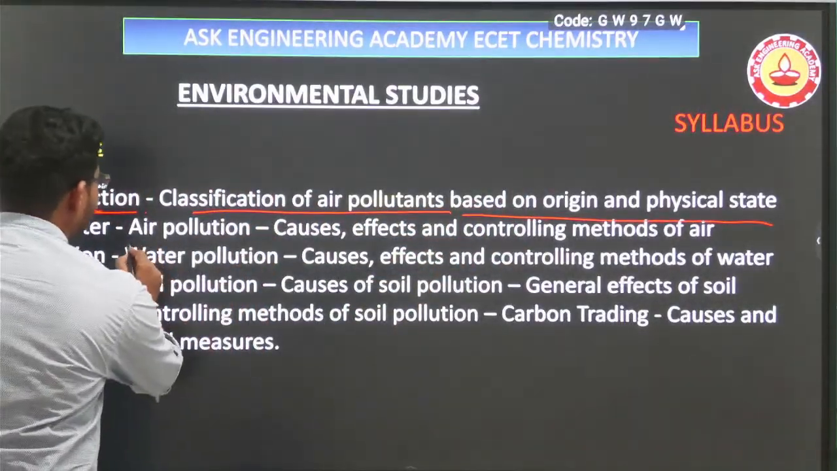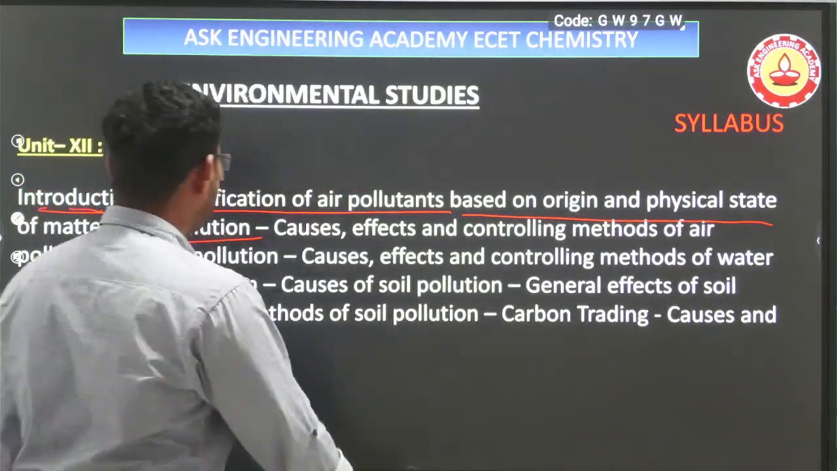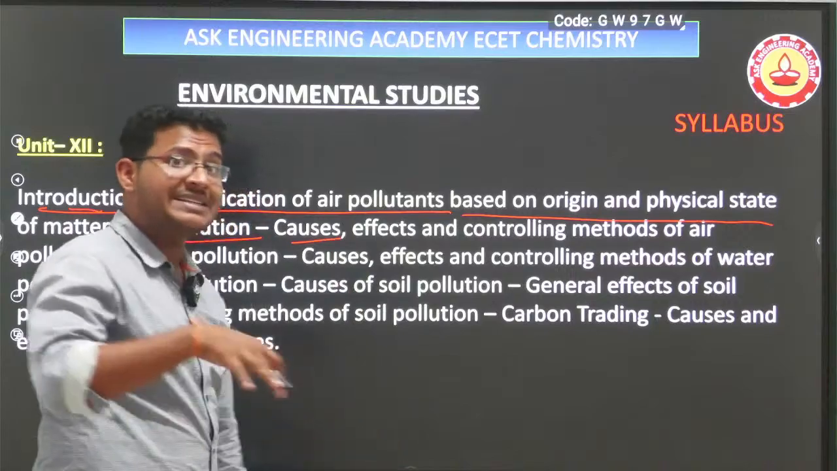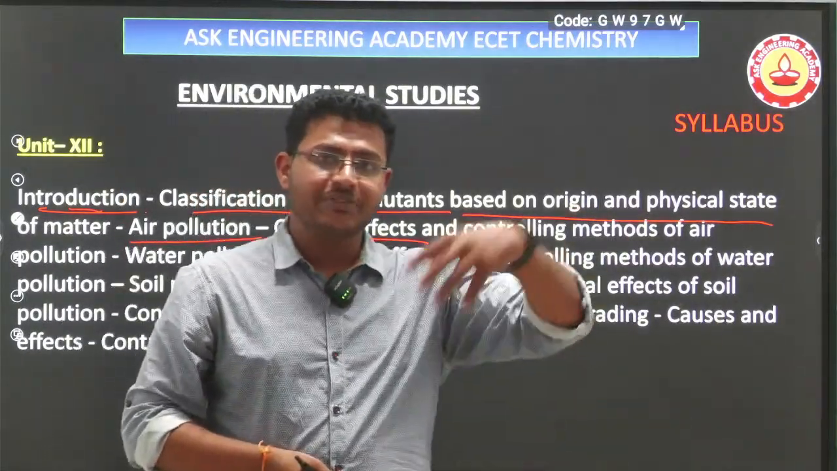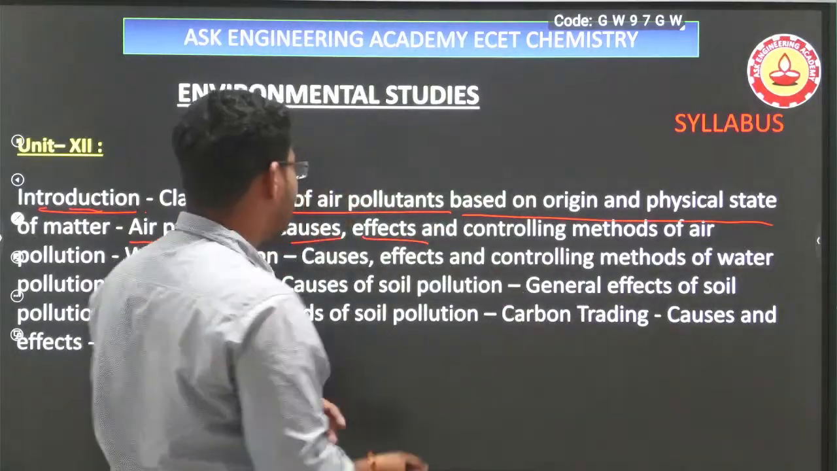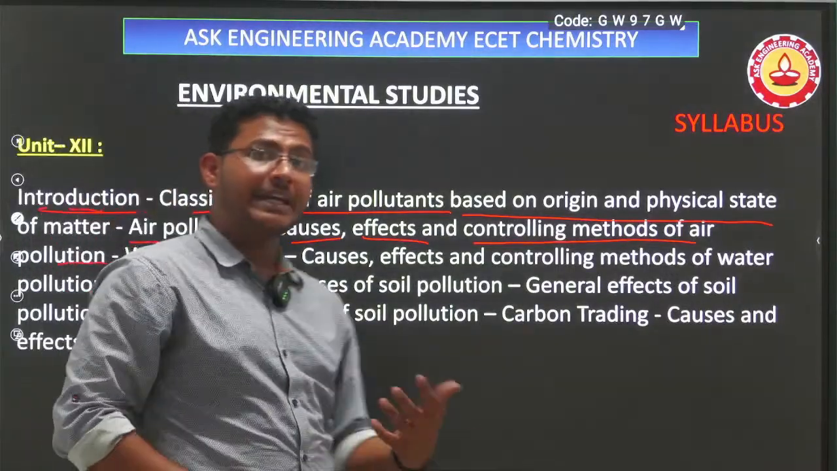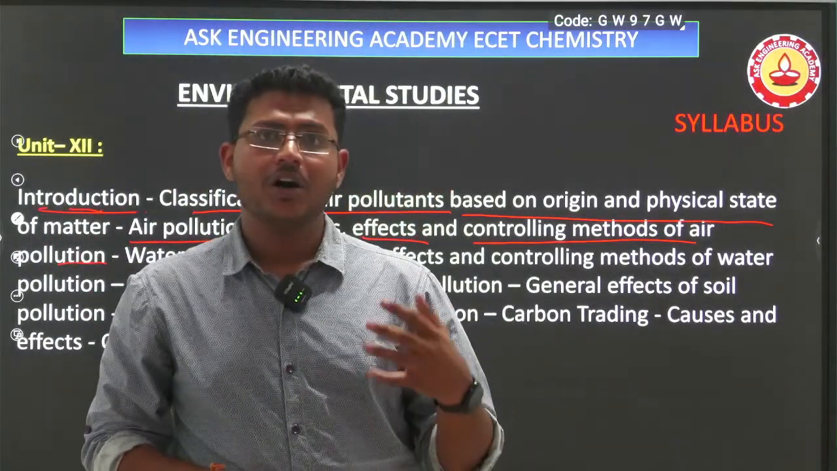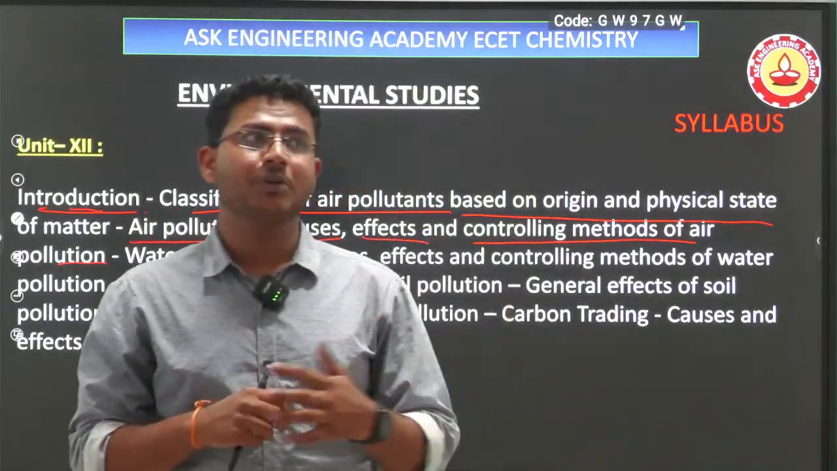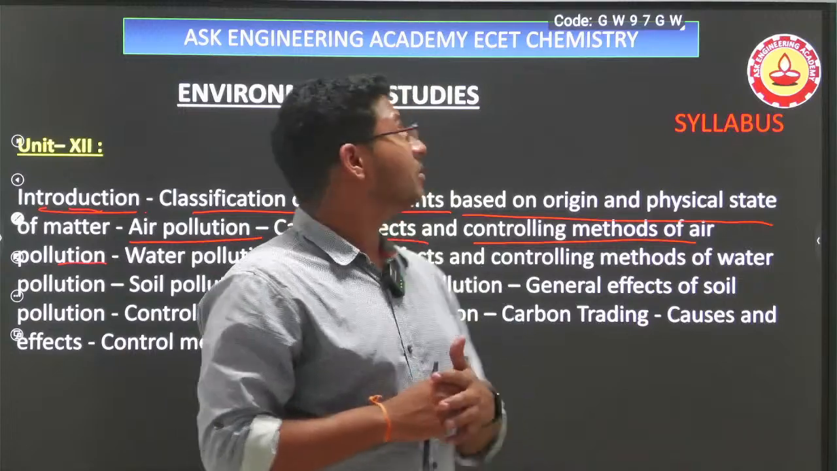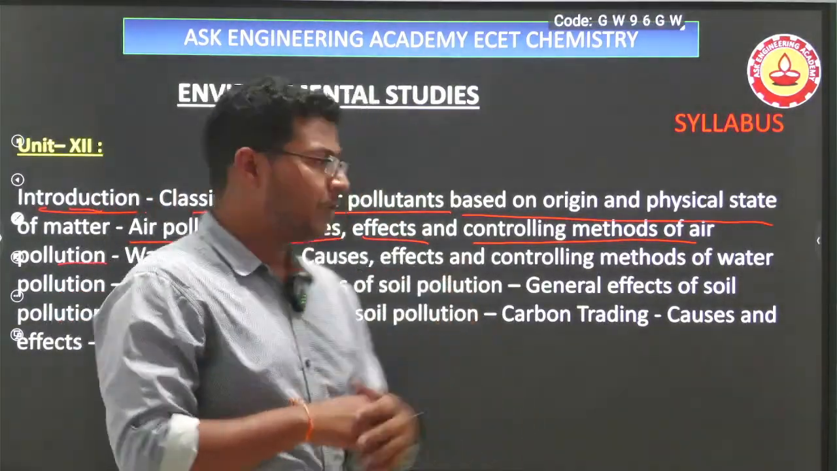Second one is air pollution. What is meant by air pollution? What are the causes, the reasons for air pollution? What are the effects? If air pollution is happening, how will it impact human life? And controlling methods of air pollution: how we can control air pollution, or the steps or preventive measures to take to prevent air pollution. So this is all about air pollution.